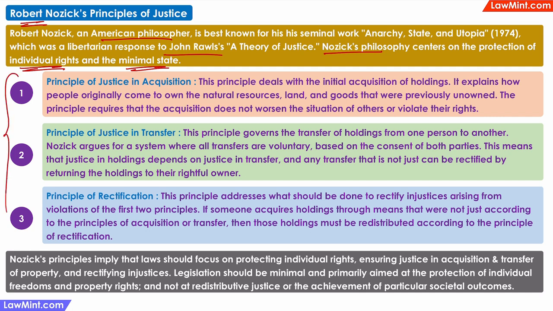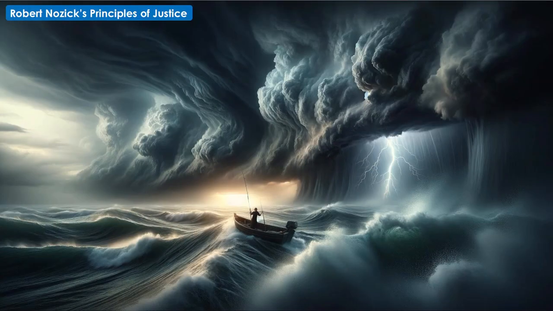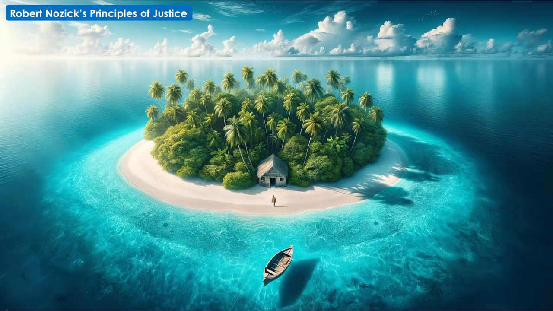To explain how these principles work, you can imagine this scenario. Once upon a time, a fisherman went fishing in the sea and he got caught in a storm. That storm blew his boat completely off course. And when the storm ended, he saw that he was near an island. When he went onto the island, he saw that it was completely uninhabited. And the island had some fruit trees. There was also a source of fresh water.